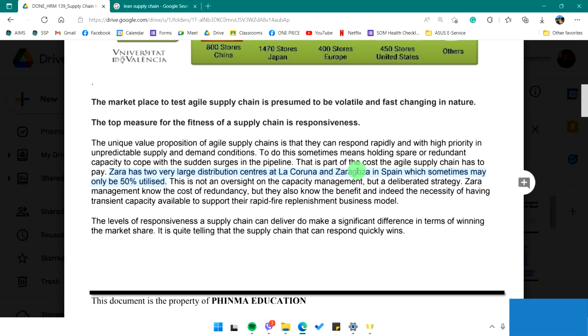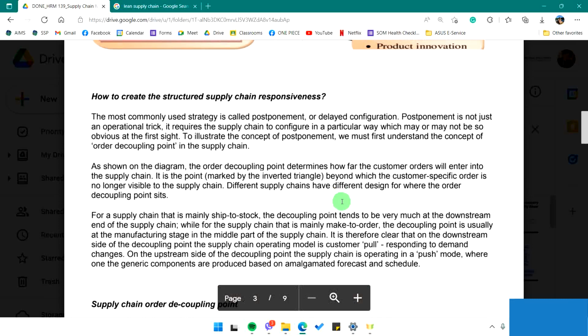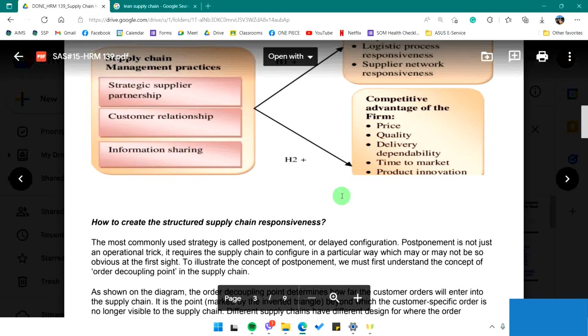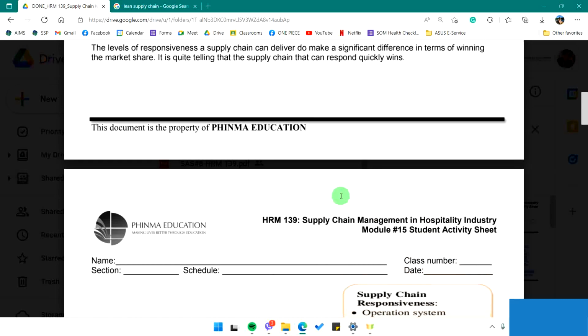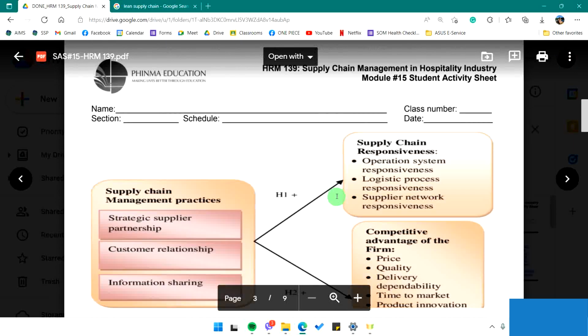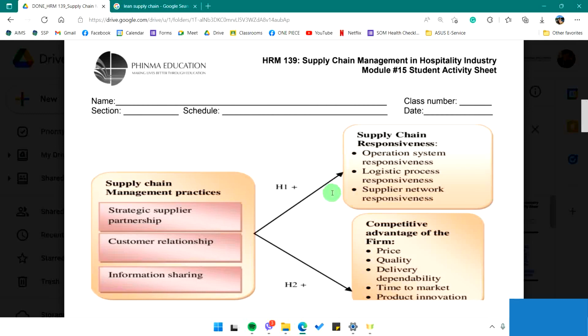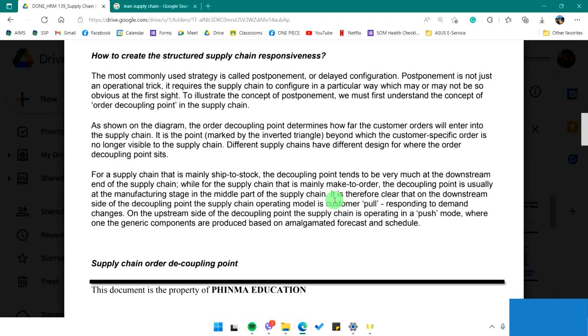And that is the importance of understanding the capacity of a specific operation center sa isang supply chain. Gaano ba karami ang kayang i-produce ng part na to ng supply chain natin? Dito tayo ngayon mababase, when talking about supply chain management. So more on the responsiveness. Ngayon, ang tanong ko sa inyo, saang part ng supply chain kailangan tayo maging responsive, di ba?